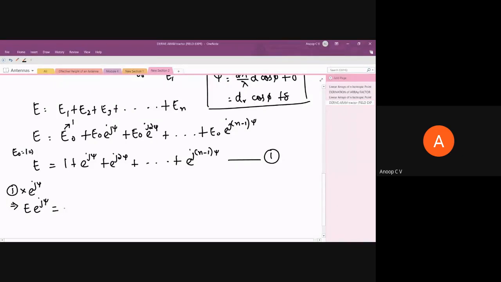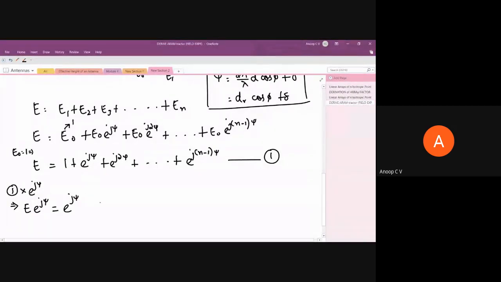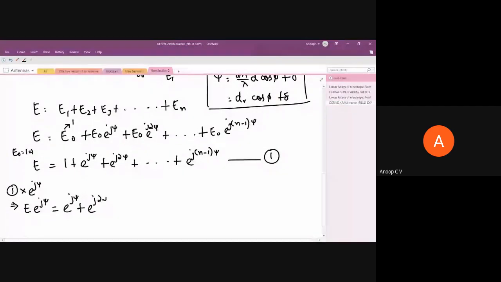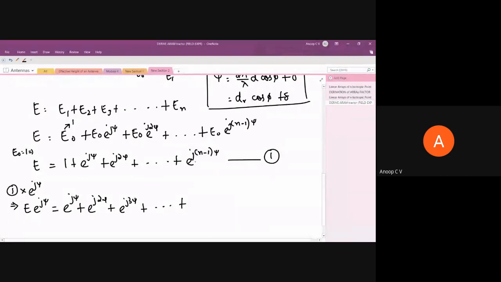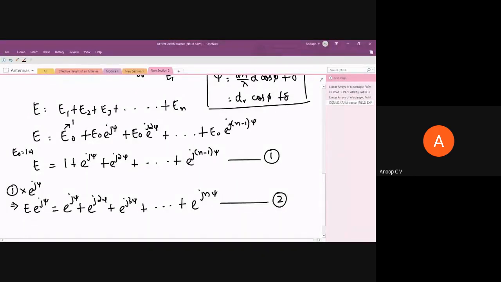So 1 into e power j psi is e power j psi, e power j psi into e power j psi will be e power j 2 psi, plus e power j 2 psi into e power j psi will be e power j 3 psi, plus etc., up to finally e power j n minus 1 into psi times e power j psi will become e power j n psi. I am calling it equation number 2, right? I have two equations now, equation number 1 and equation number 2, right?